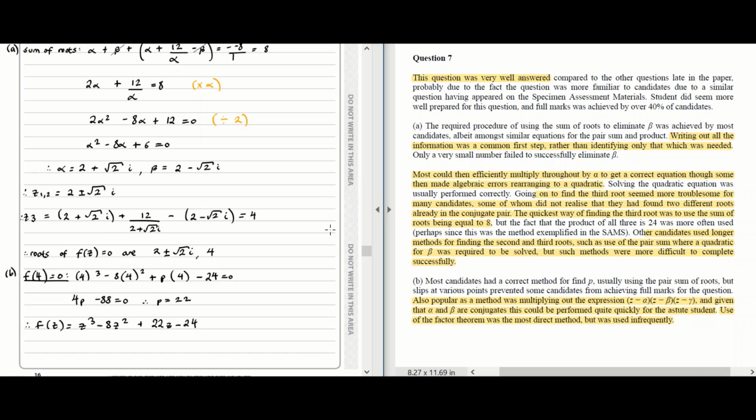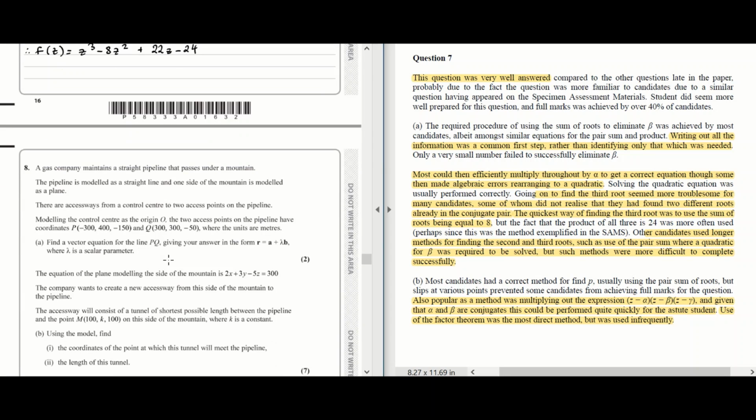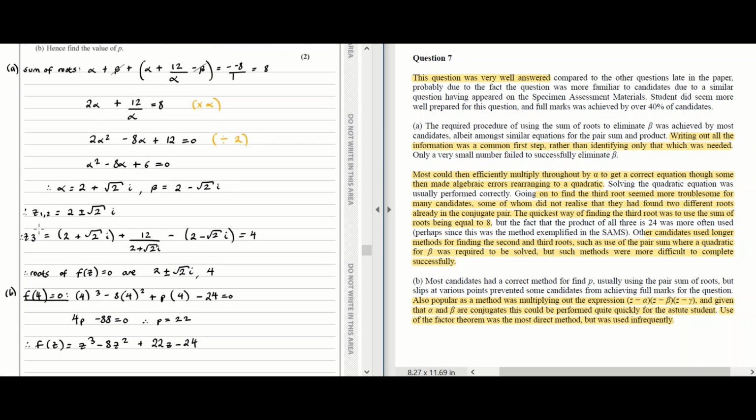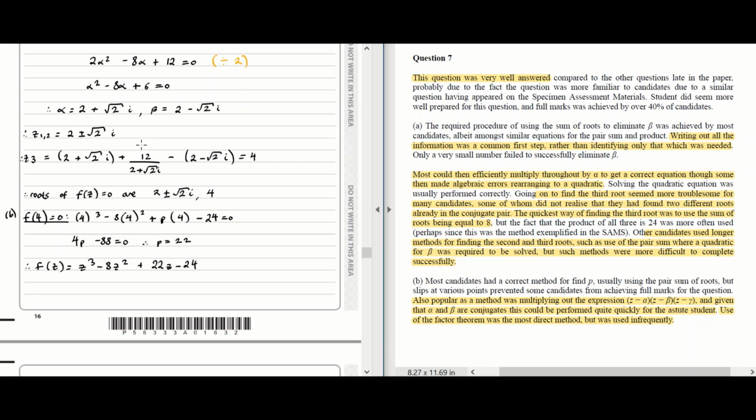You could use the sum of roots as well. Part B, where we have to find p, proved to be quite challenging to a lot of people, surprisingly. The easiest way was the factor theorem, but that was quite rare. You could also use z minus alpha, lots of z minus beta, lots of z minus gamma, to find a correct cubic and then compare that to p. That was common, but a lot of people struggled with it because it was quite demanding on the algebra. The factor theorem was by far the easiest method to use.